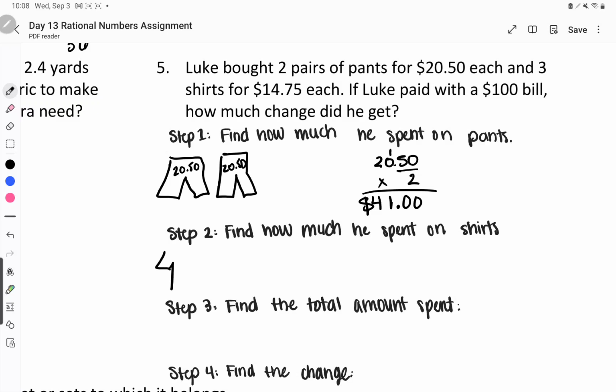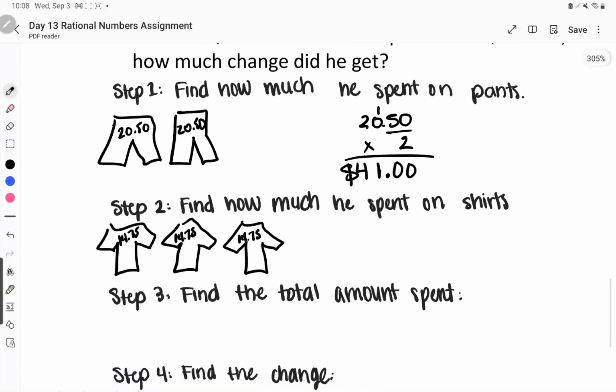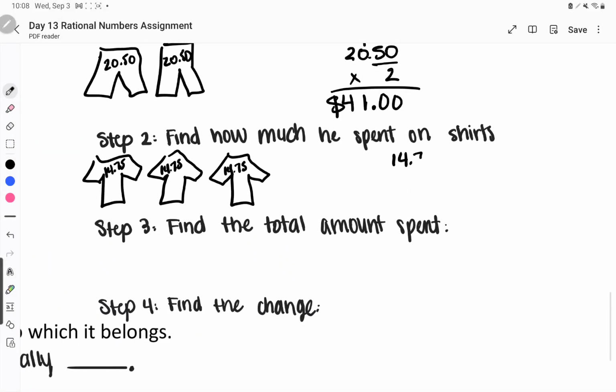Then for his shirts, they get worse as they go. He spent $14.75 each. Okay, $14.75, $14.75, and $14.75. We need to figure out how much he spent total, so we just do $14.75 times 3.